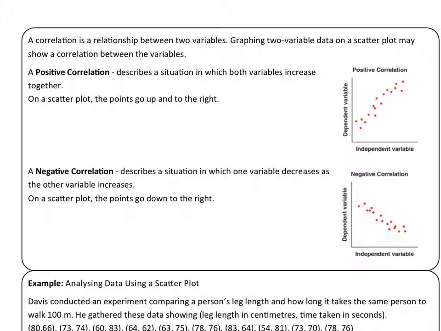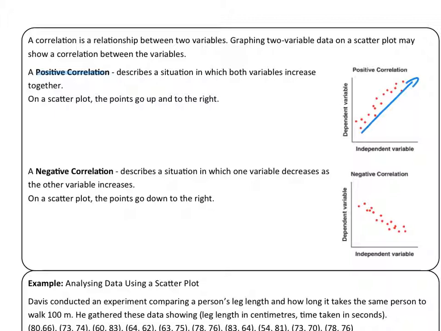If you have what's known as a positive correlation, it describes a situation in which both variables increase together. On a scatter plot, the points go up and to the right. So you see that the points make an increasing type of graph where all the points are kind of going in an upwards direction. The dependent variable is going up as well as the independent variable goes up.